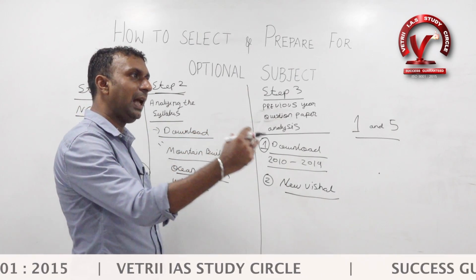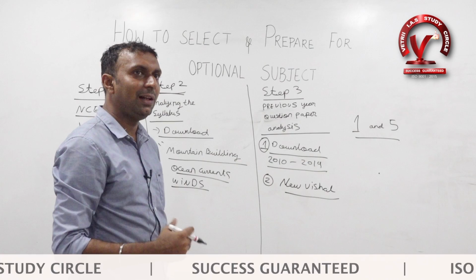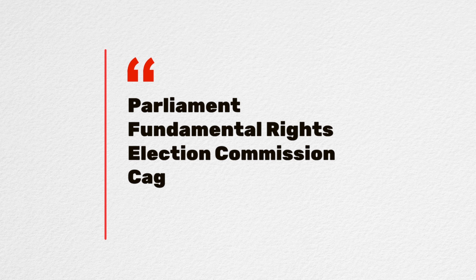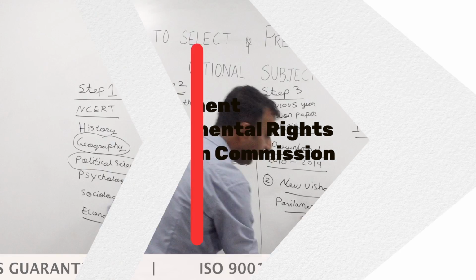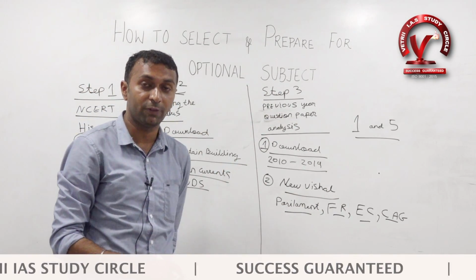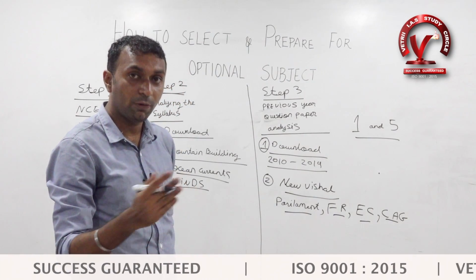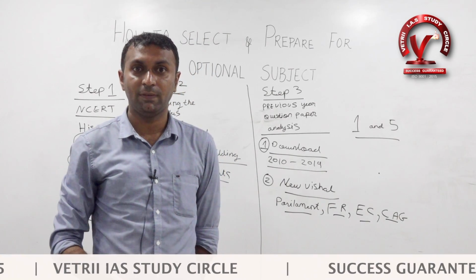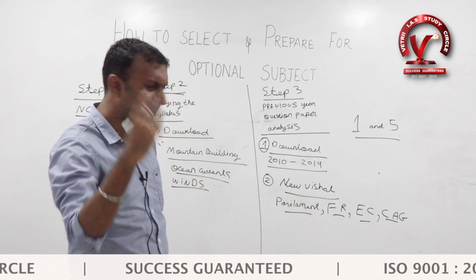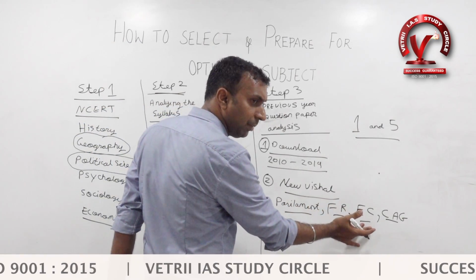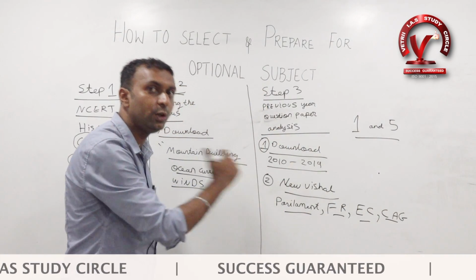Now, in political science itself, there are various topics like Parliament, Fundamental Rights, Election Commission, CAG. I am giving examples, there are many. Center and state relationship, DPSP, directive principles of state policy, powers of the President of India, powers of the Prime Minister of India, zonal councils, and tribunals. So I am giving you the example of Parliament, Fundamental Rights, Election Commission and CAG, and how they have given it in New Vishal.